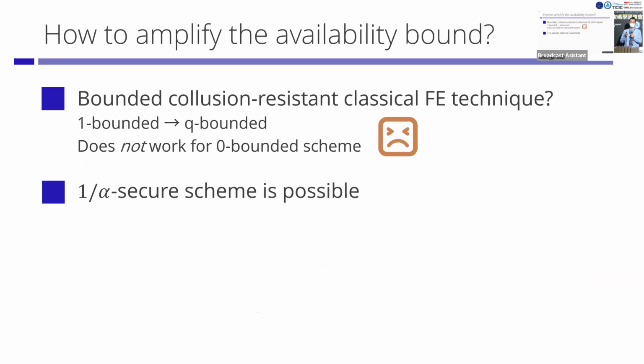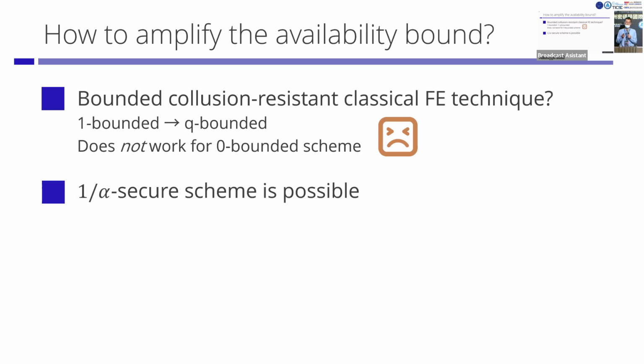Our goal is to achieve an n availability bound scheme, where n is a fixed polynomial. In the classical setting, we can obtain bounded collision resistant functional encryption from a one bounded scheme. So it is natural to try to use the known transformation technique. However, we cannot apply the known technique because our starting point is a zero availability bound scheme, not a one bounded one. However, there is an observation.